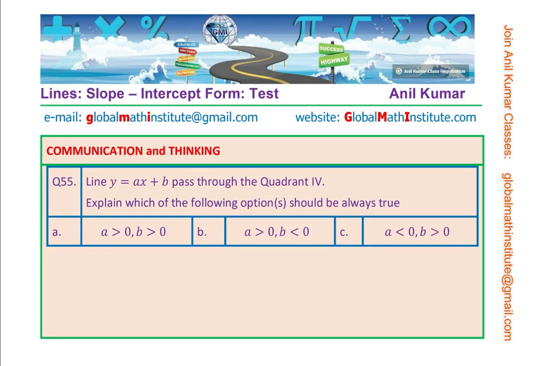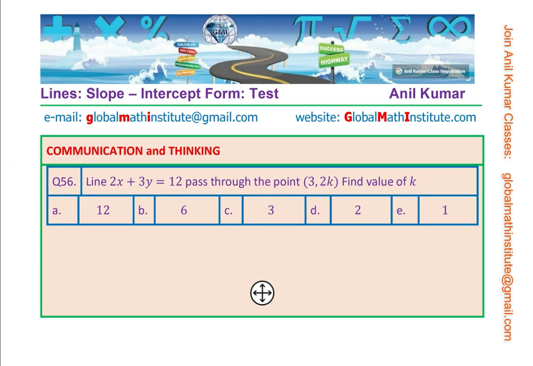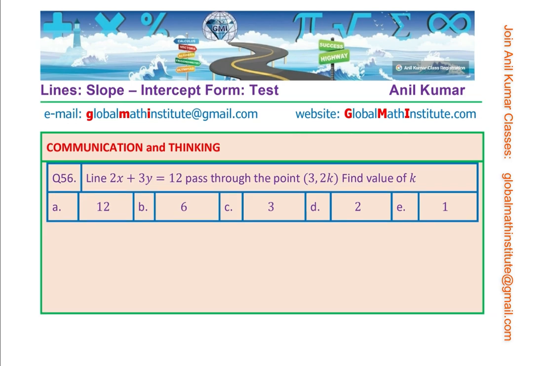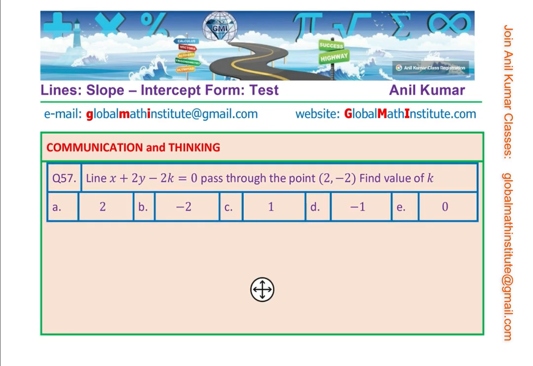Question 55. Line y equals to ax plus b pass through quadrant 4, right? Quadrant 4 means this quadrant. Explain which of the following options should be always true. 56. Line 2x plus 3y equals to 12 pass through the point 2, 3, 2k. Find the value of k. 57. Line x plus 2y minus 2k equals to 0 pass through the point 2, minus 2. Find the value of k.